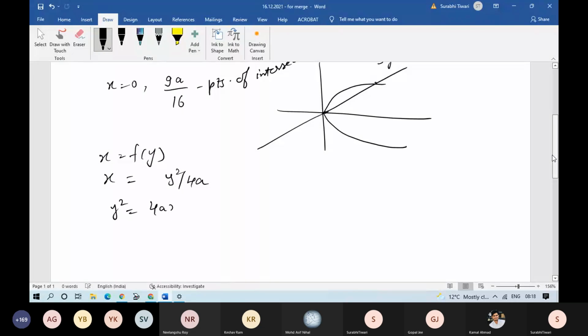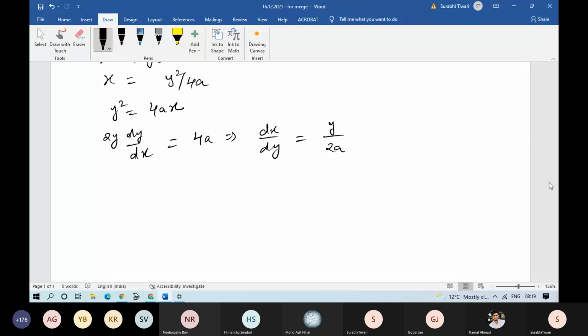We have y square is equal to 4ax. So 2y dy by dx is equal to ... So how much will dx by dy be? Root of y by 2a. Don't put the value of y, let it stay y by 2a, it will be easy, because we'll integrate with respect to y.